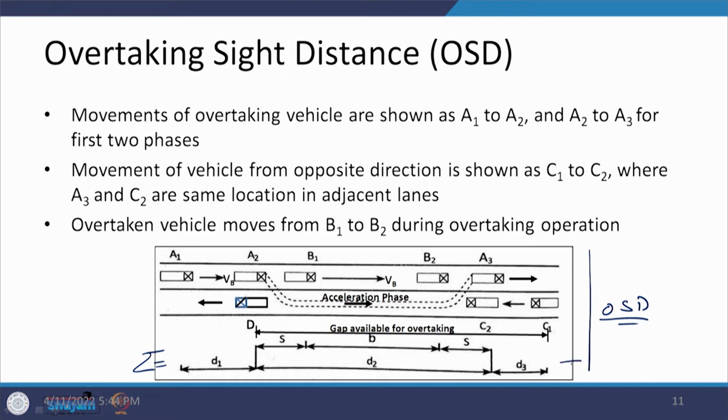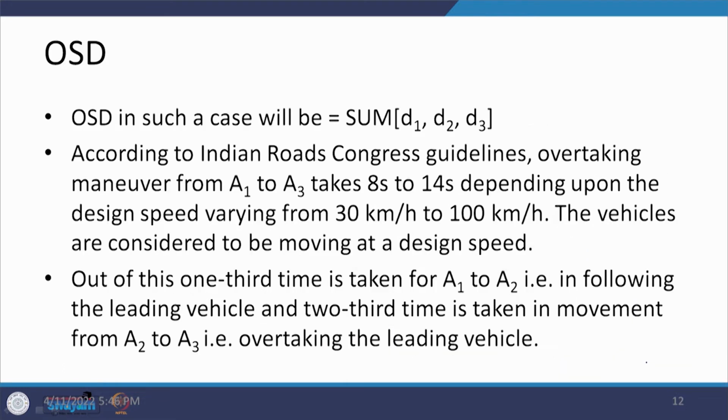So, when we talk about this, we have to keep in mind that it is a 2-lane 2-way road condition. This is what we are saying, that is, the sum of D1, D2 and D3. Now, how to calculate these values is what we are going to talk about next.